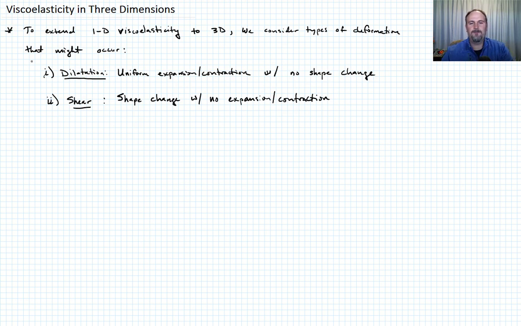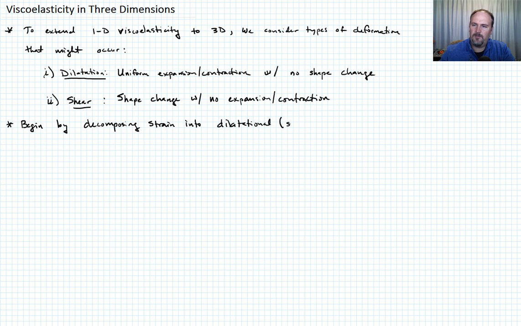That's where we're headed. So what we want to do is split the strain into a dilatational, or spherical, component and a deviatoric component. So we begin by decomposing the strain into a dilatational (that's spherical) and deviatoric component. Okay? So what does that look like?